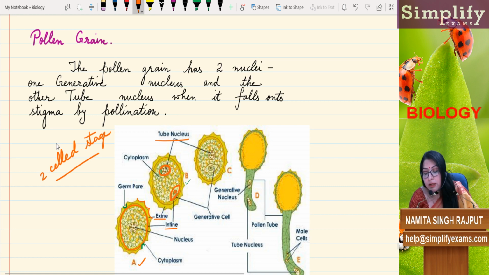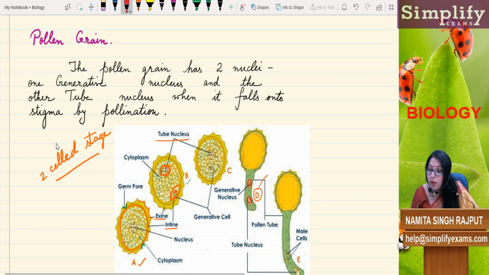Now let us study something more, like in this D stage. As you can see, when this pollen grain has already fallen onto the stigma, the pollen tube is germinating. The pollen tube has grown out. So now, still at this stage, there's a single generative nucleus and a tube nucleus. Actually the function of the tube nucleus is that it is the guiding light of the pollen tube. It is guiding the pollen tube through the style. Style is a solid tissue, so it is guiding the pollen tube through the style and into the ovule.